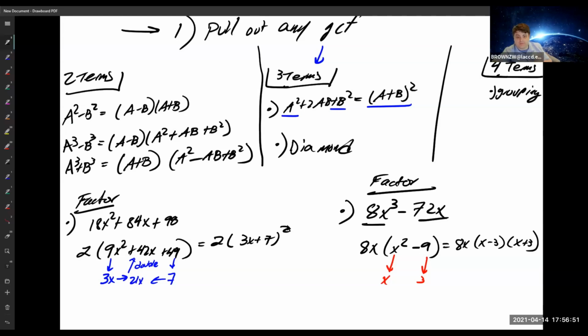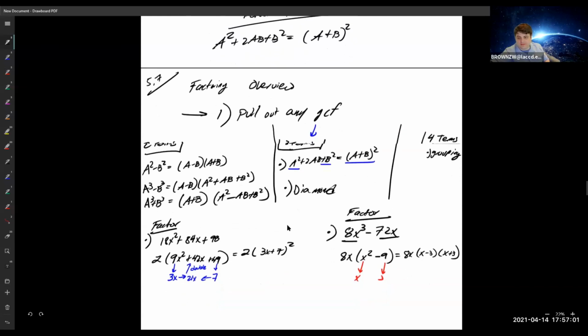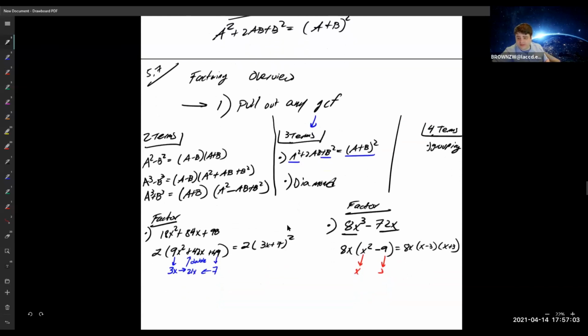All right. So like I said, this is technically in 5.7. You're not going to have any homework from it. And really all it is is a review of all this stuff. So working through the 5.6 homework is more than enough. But this is a good overview of, if I say the word factor, this is everything that could possibly happen.